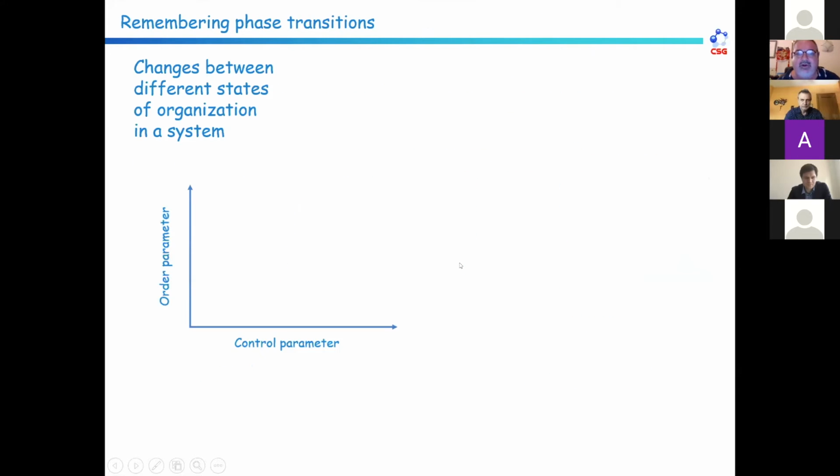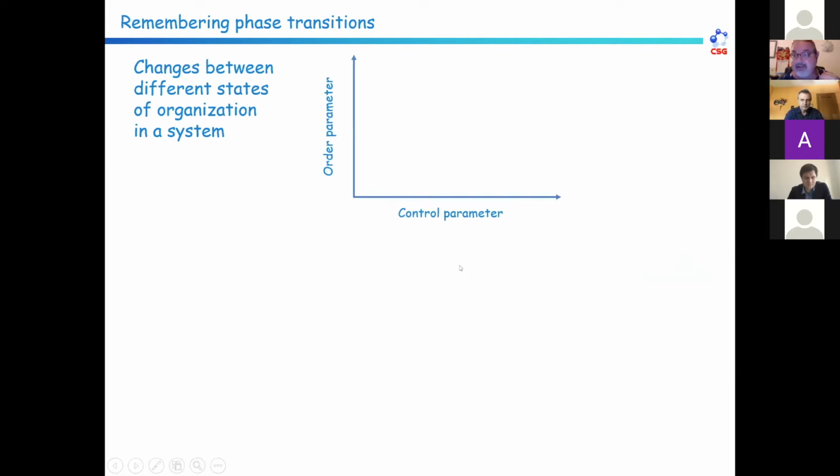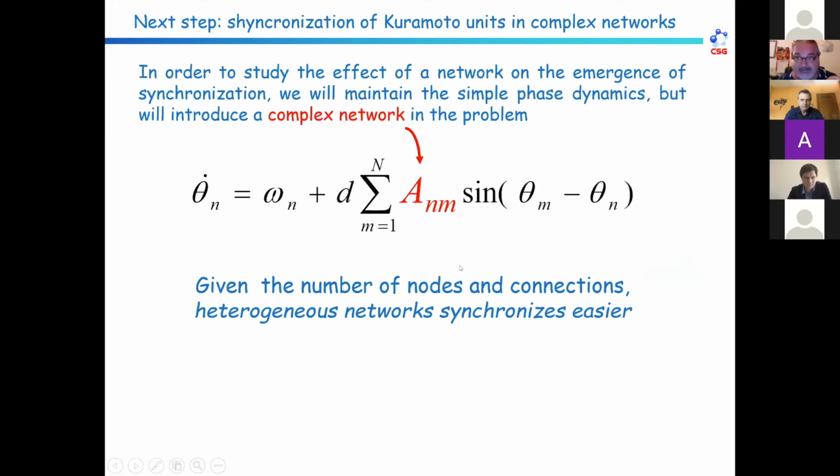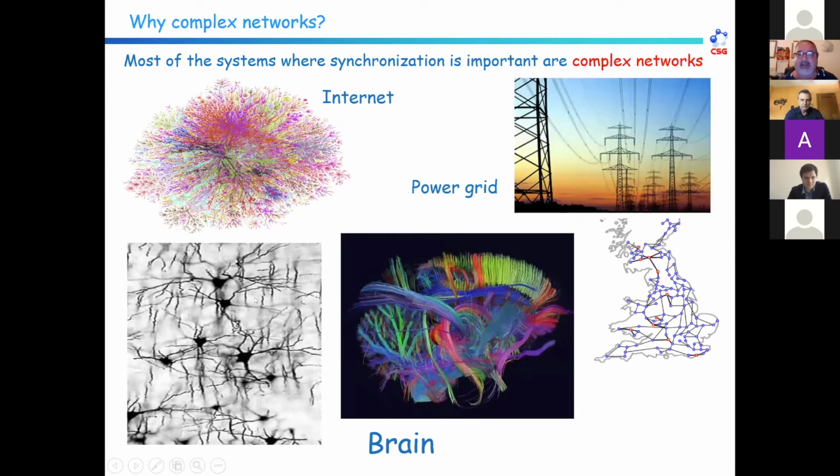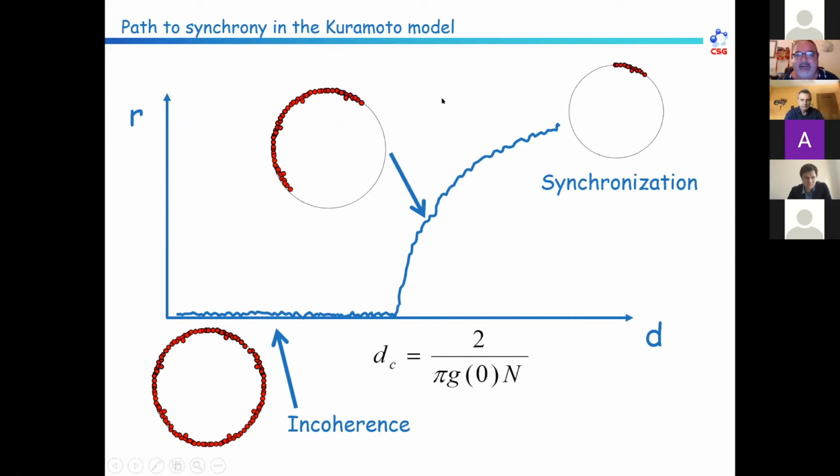I want to go back to this, and I want to tell you the main message of the issue. The main message of the issue is this. What is happening in between pure incoherent and pure coherent states? The typical case of the Kuramoto model, for example, is a smooth transition, second order like.